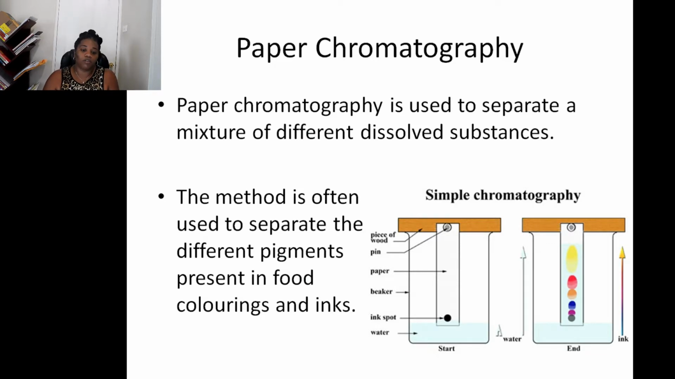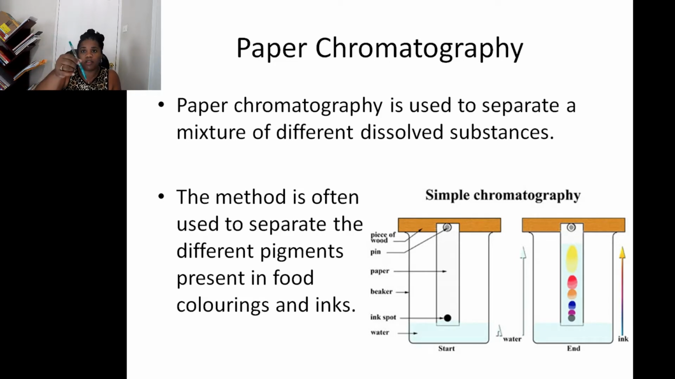Now we have paper chromatography. Paper chromatography is used to separate a mixture of different dissolved substances. And you usually use this with pigments like inks. Use it with chlorophyll too, to see what colors are in chlorophyll. And the method is often used to separate, as I said, the pigments present in food colorings and inks. It's a cool lab.